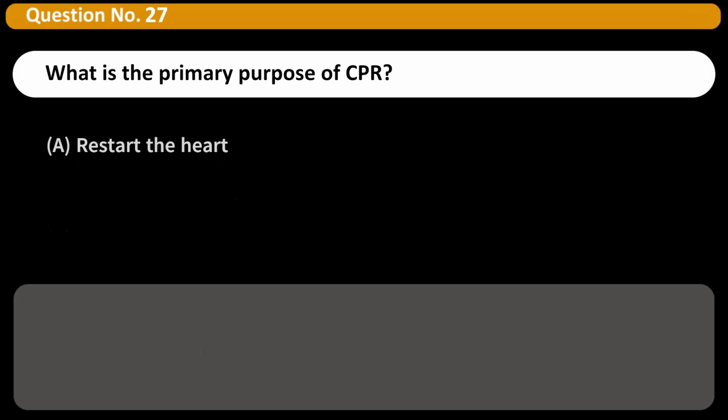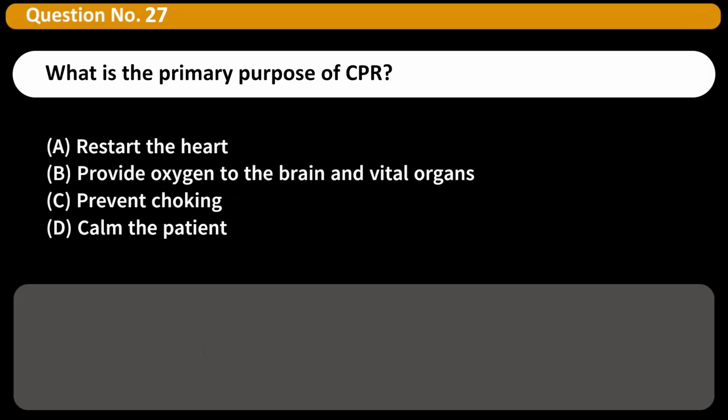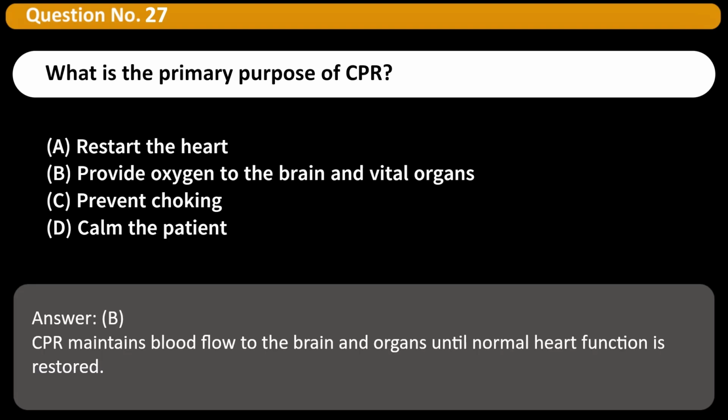What is the primary purpose of CPR? A. Restart the heart. B. Provide oxygen to the brain and vital organs. C. Prevent choking. D. Calm the patient. Answer: B. CPR maintains blood flow to the brain and organs until normal heart function is restored.